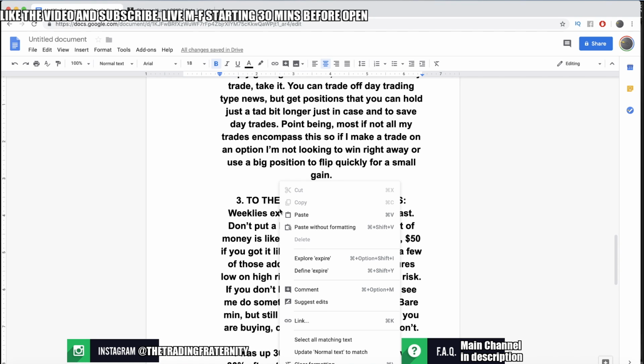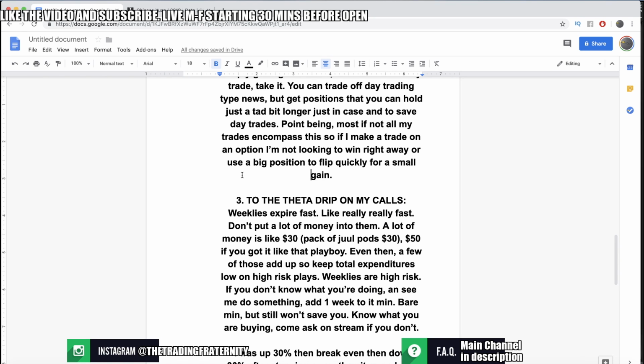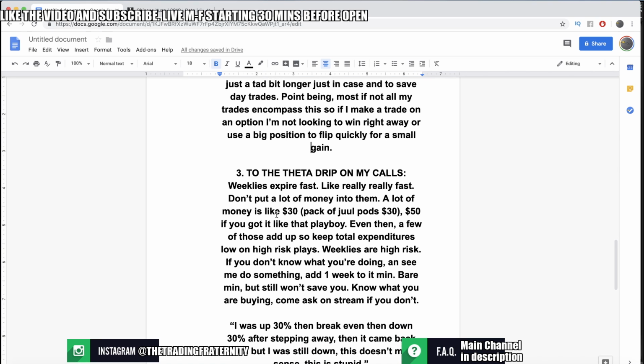Yes. So most of you have heard of theta. Most of you have heard of time decay. Most of you have been in this position. Weeklies expire fast. Theta. Time decay. Most new people are unaware of this. That's why I say they expire really, really fast. Don't put a lot of money into them. A lot of money is $30. Yes, like a pack of Juul pods.